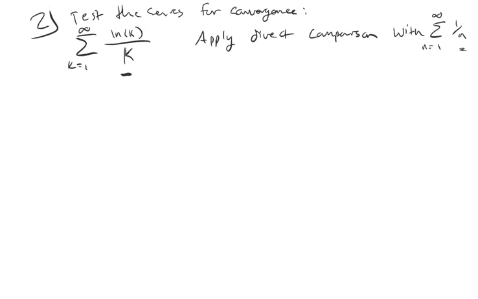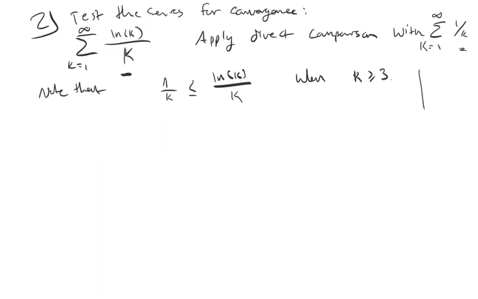So we note that 1 over n is less than or equal to, well, excuse me, I should be using k's here, 1 over k. So 1 over k is less than log of k over k when k is greater than or equal to 3. Okay? And this follows from the property of the graph of the log.